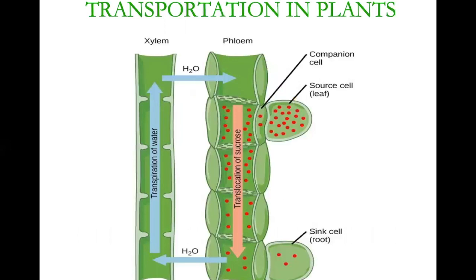Today we will be studying about transportation in plants. Transportation in plants mainly takes place by xylem and phloem. What does xylem do? The xylem transports water and dissolved minerals from the roots to the upper part of the plants. What does the phloem do? The phloem transports the food that is prepared by the leaves to the other parts of the plants. The xylem and the phloem together are called the vascular bundle.